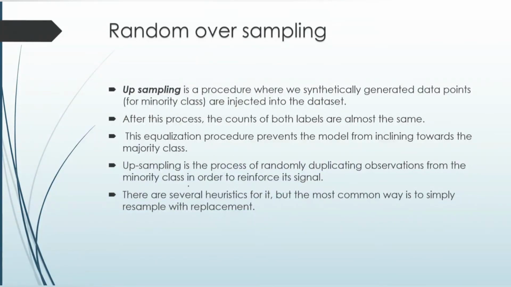There are several other techniques for it, but this is the most common way: to simply resample with replacement. This oversampling technique will replace our original dataset. Our replaced, meaning modified, dataset, in which both classes have the same number of observations, will overwrite the original dataset in which the class imbalance problem was there.